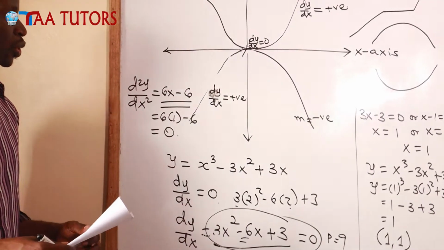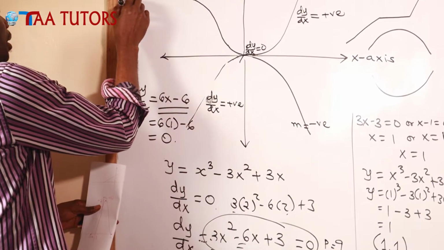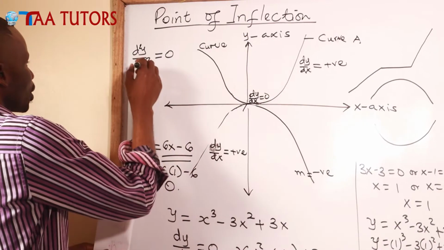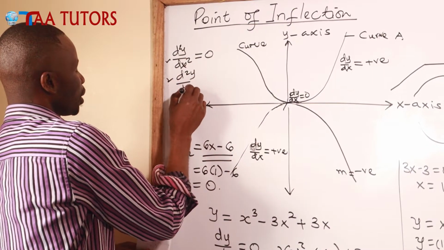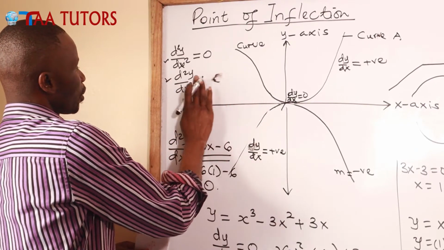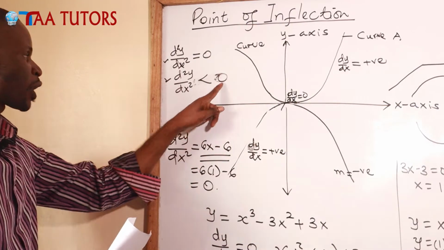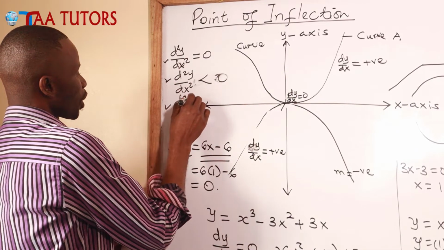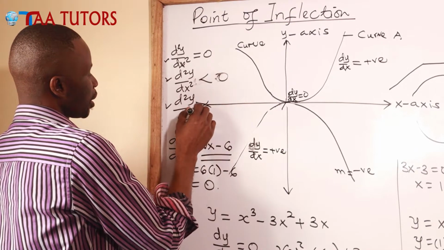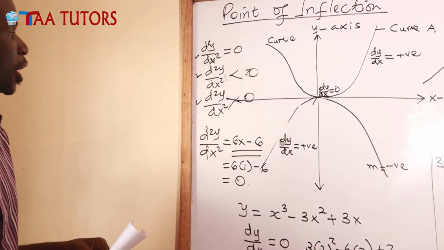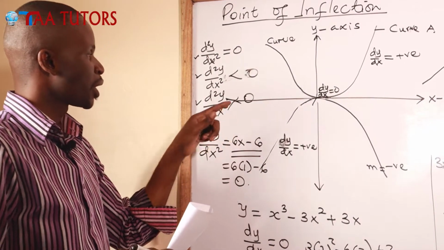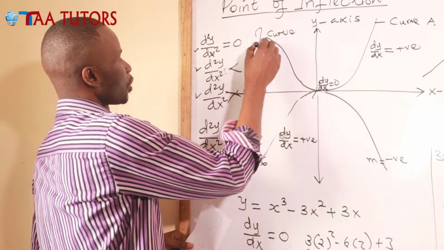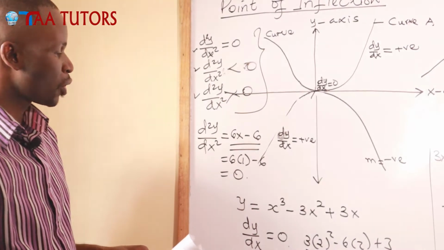So you realize that we said that when the second derivative, d squared y over dx squared, is 0, that is a point of inflection. But when d squared y over dx squared is less than 0, this one should be a maximum turning point. That's why we say that when you get a negative second derivative, you have a maximum turning point. But when d squared y over dx squared is greater than 0, then you have a minimum turning point. That's why a positive second derivative gives you a minimum turning point, sorry. So these are rules guiding you if you decide to test for the turning point or stationary point using the second derivative.